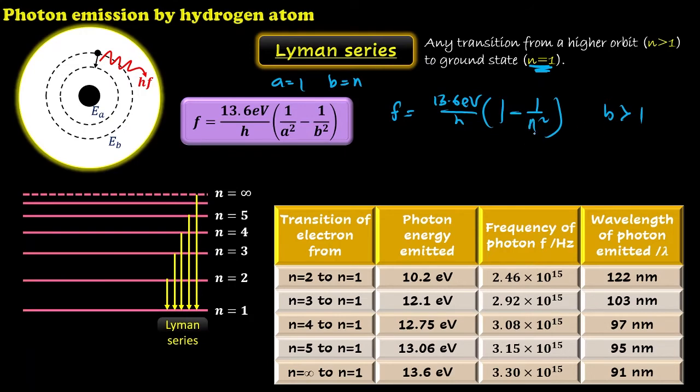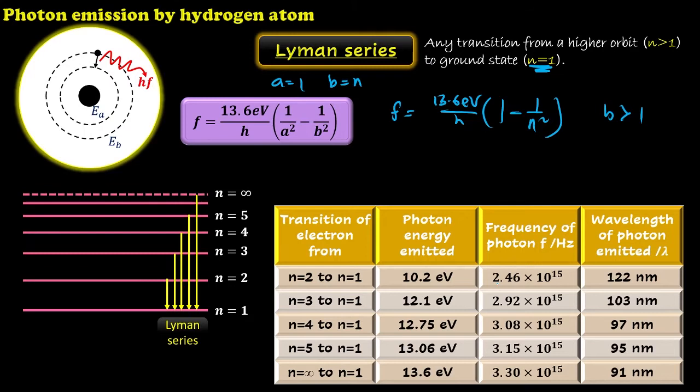So this one is n. Okay, let's say now your n. So initially the electron sits in the first excited state, so n equal to 2, and then it moves to n equal to 1. So the energy of the photon emitted through this transition will be equal to 10.2 electron volts.